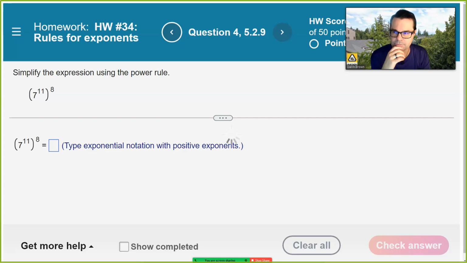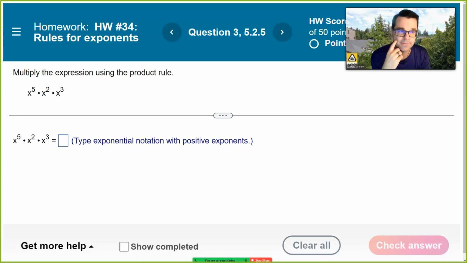Okay, this is the next. Coming back to this one. Okay, so 5 plus 2 plus 3, so that's x to the 10th, because you add them all together.